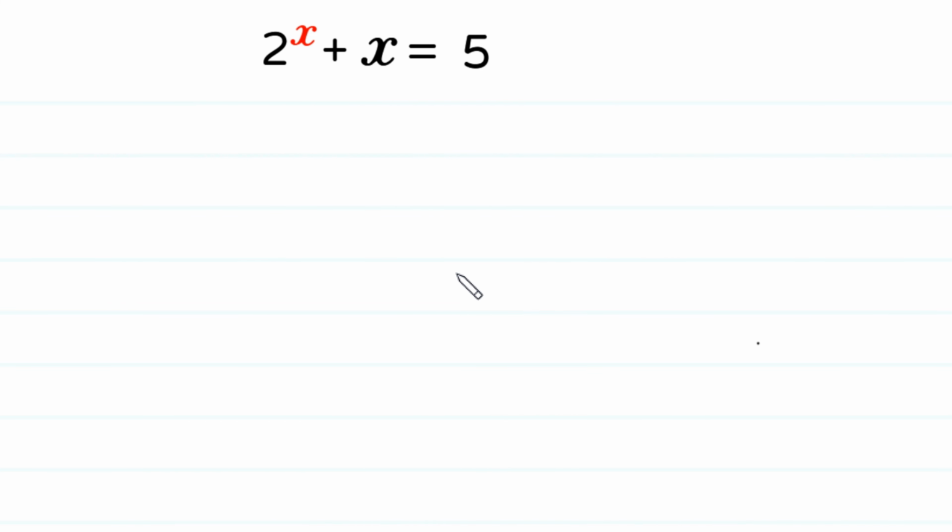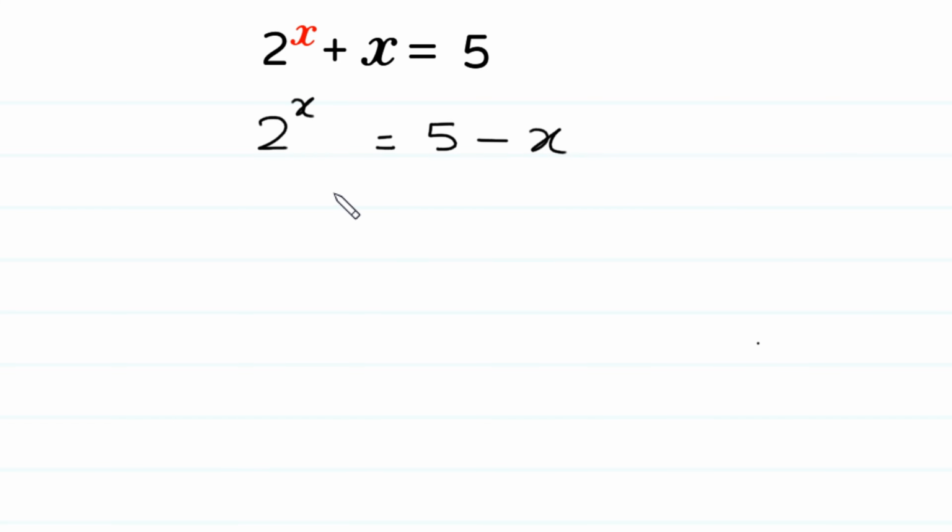Hello, welcome to how to solve this exponential equation. 2 to the power x plus x is equal to 5. First of all, we shift this plus x to the right side. 2 to the power x is equal to 5, and this plus x becomes negative x at right side.